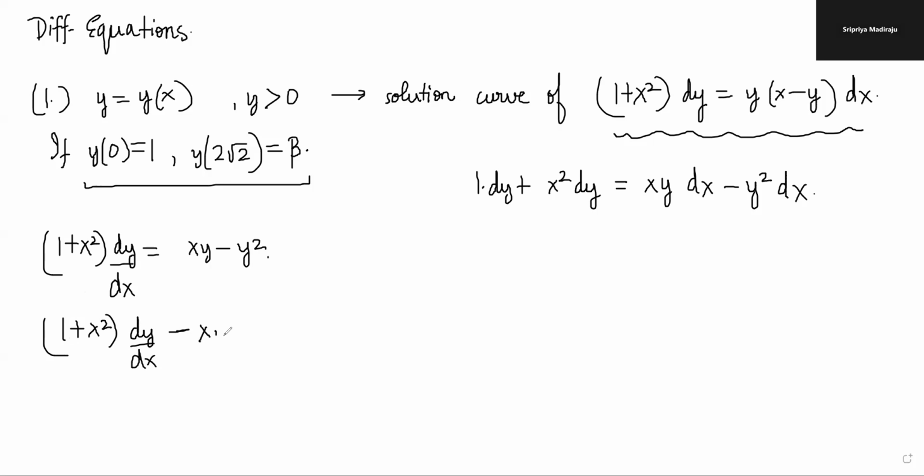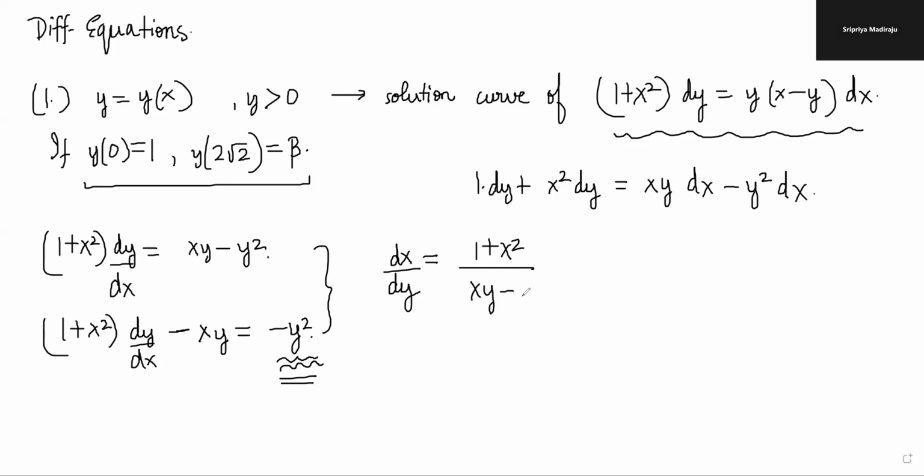So minus xy is equal to minus y square. Obviously you can see here that this function is coming as a function of y. It should have been a function of x. So maybe the variables are reversed. So I will not do this; I will do dx by dy instead. Dx by dy is coming as (1 plus x square) by (xy minus y square).